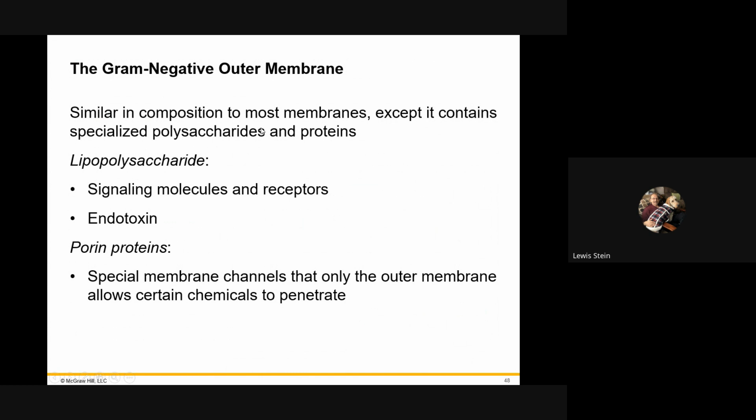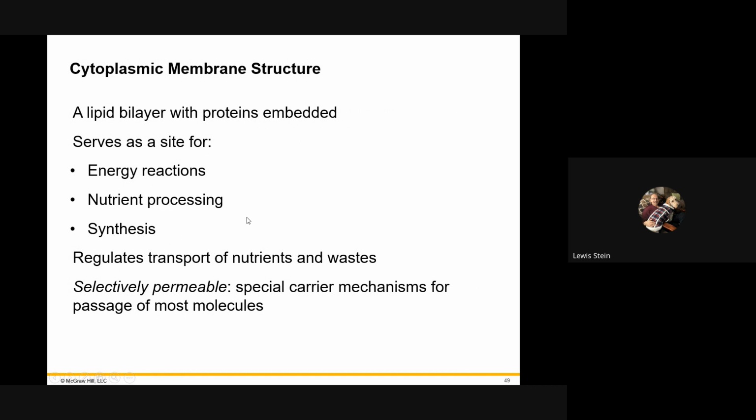So again, the outer membrane, the lipopolysaccharide, signaling molecule, receptors involved with it. It's an endotoxin, the porins we talked about. And that brings us back to really, as we begin to look at the remainder of the internal structure. So, hold on.